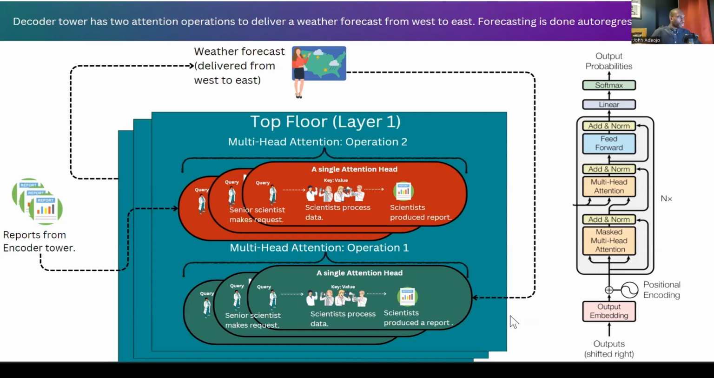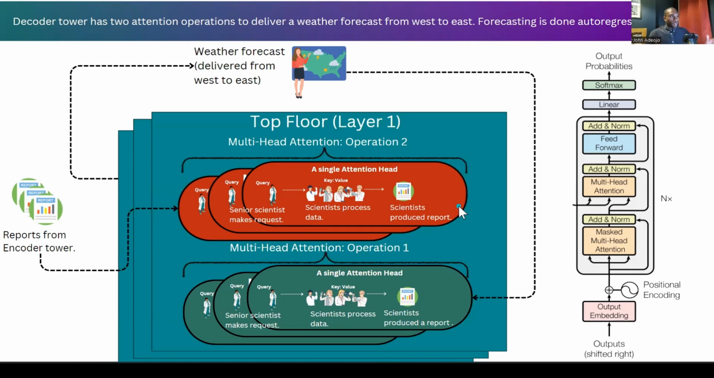So I mentioned previously, we've got two separate attention operations, and this is where what's happening in the decoder tower does differ slightly, but in important ways, from what was happening in the encoder tower. So I mentioned already, forecasts are generated from west to east, and that just matches the weather patterns that we see moving from west to east. So essentially what happens is once the encoder produces its report, it does share it with the decoder tower. We can see that entering the second attention operation here.